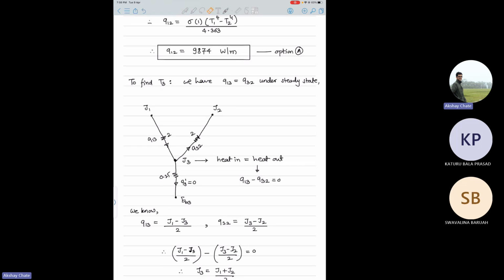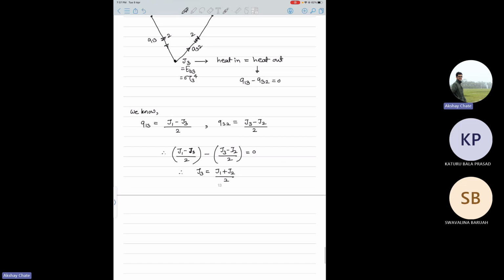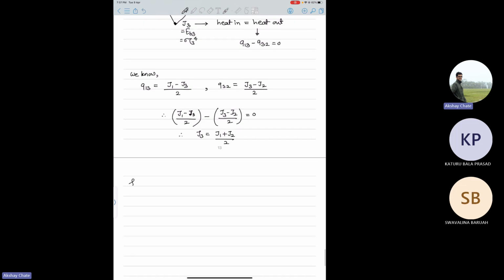There is no need to write this because there is no heat transfer from there. So this essentially is equal to your EB3 here, and that is equal to sigma T3 power 4, because there is no resistance between J3 and EB3, because there is no heat transfer flowing. So the note is here, and I also got confused there.